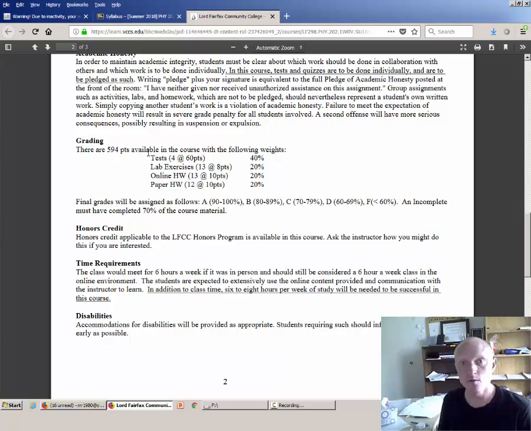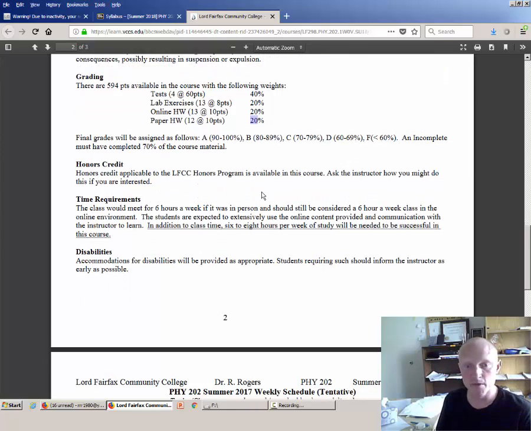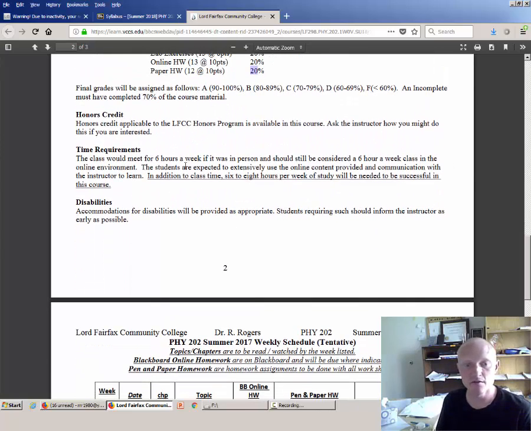There are about 600 points up for grabs. Here's the breakdown. About 40% of it is the tests. The labs are about 20%, online homework 20%, and pen and paper homework is another 20%. And again, I will gladly help you with the online homework and the pen and paper homework. Then there's the standard A, B, C, D, and all that good stuff.